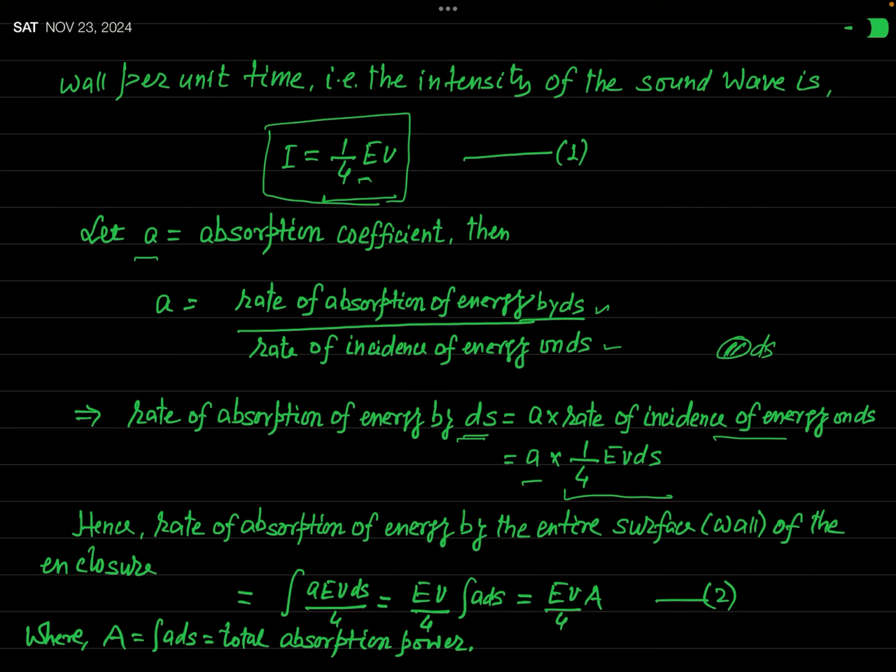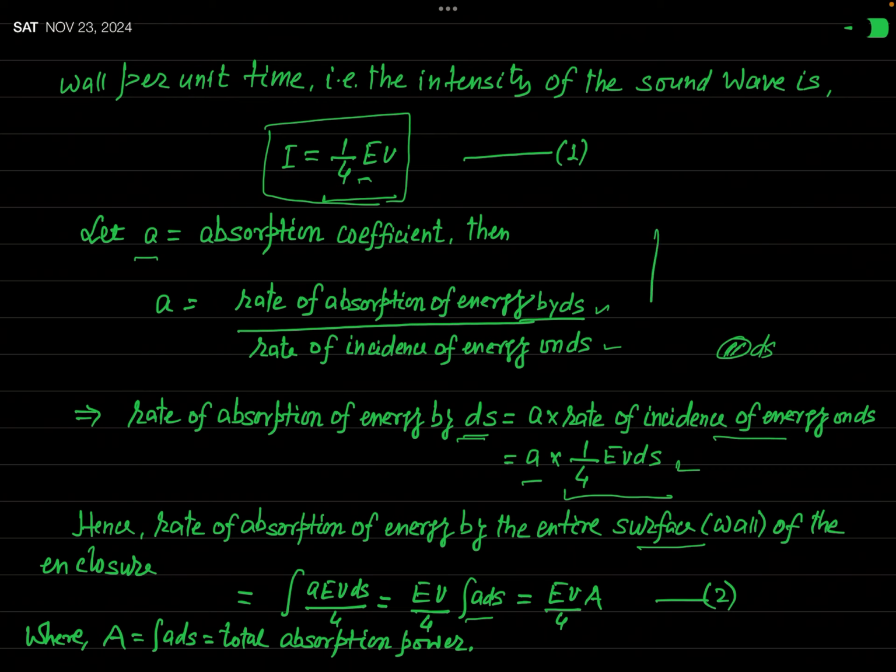Now you can easily find the total energy absorbed in 1 second by the walls of the room. For this you must integrate this result. So the rate of absorption of energy by the entire surface, that is the wall of the enclosure, will be the integral of A EV ds divided by 4. Here EV divided by 4 is a constant factor. This will be outside of the integral, and inside the integral there is A ds.